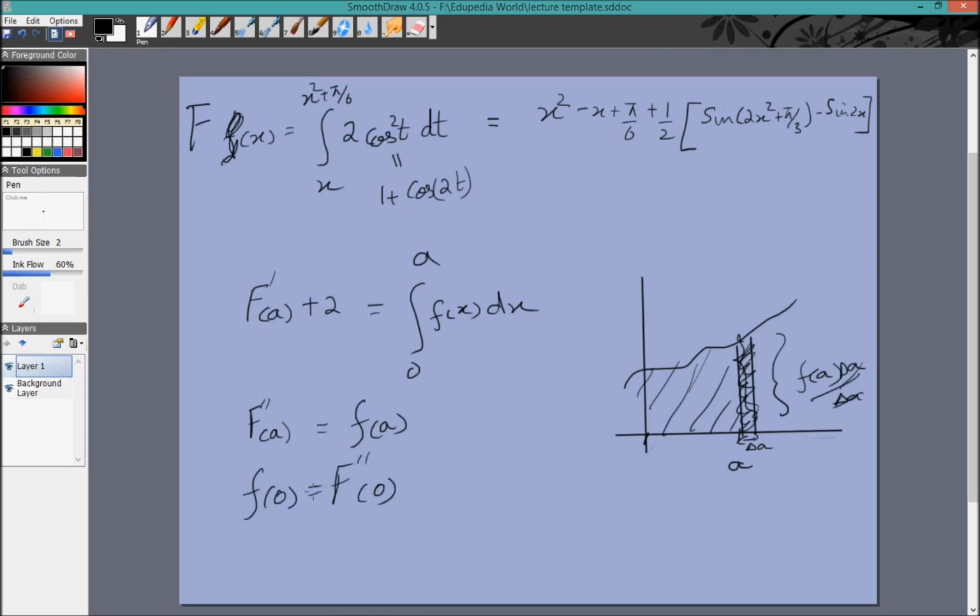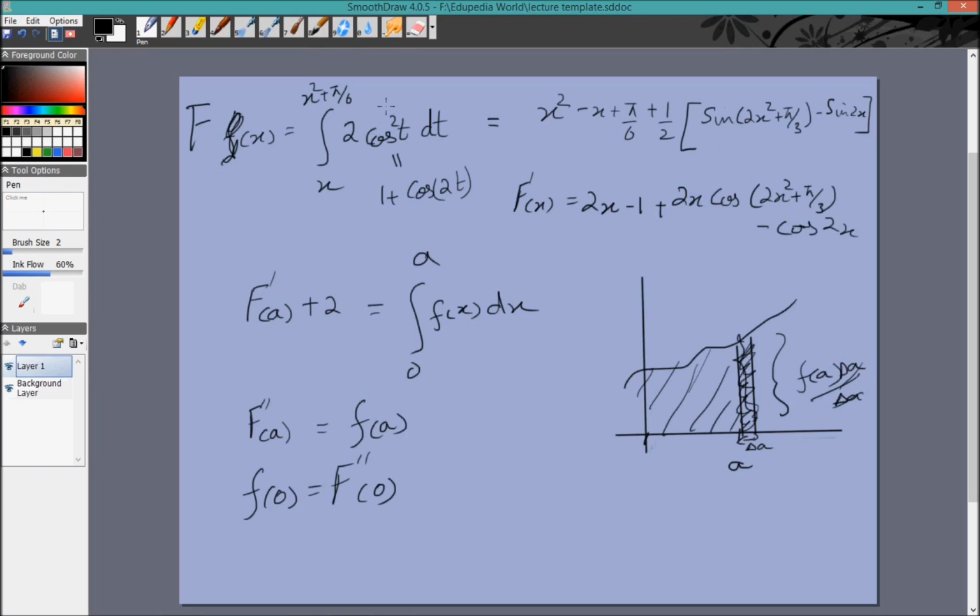F of 0 is what I need to find out, so I need to differentiate this twice and equate that to 0. So f dash of x will be 2x minus 1 plus 2x cos of 2x squared plus pi by 3 minus cos 2x. Now you might be wondering why I didn't just use this formula.